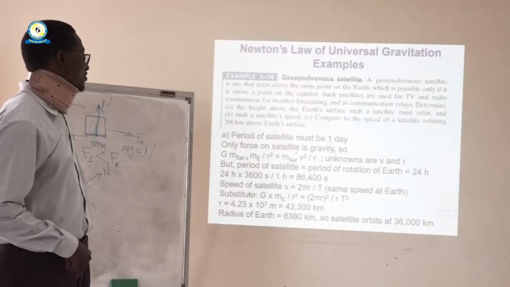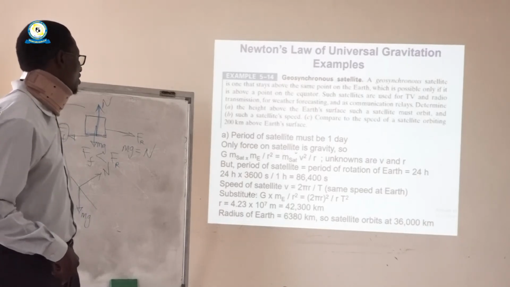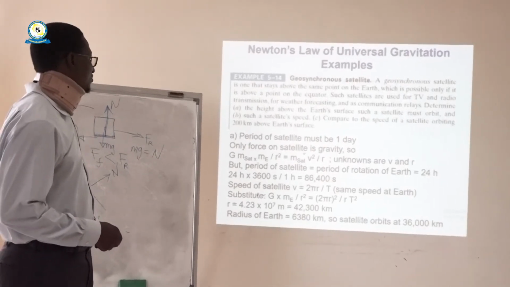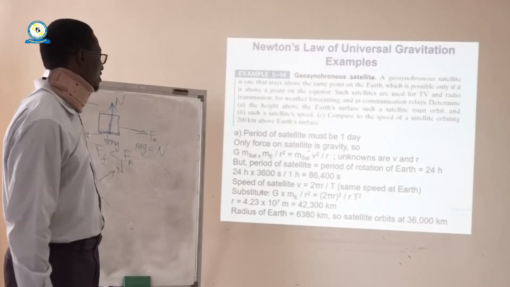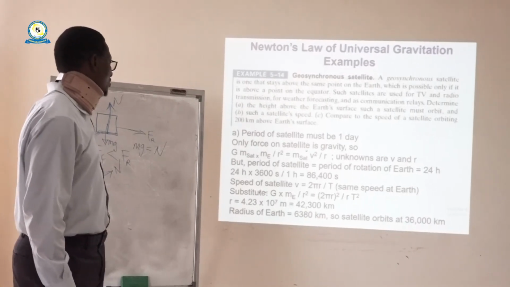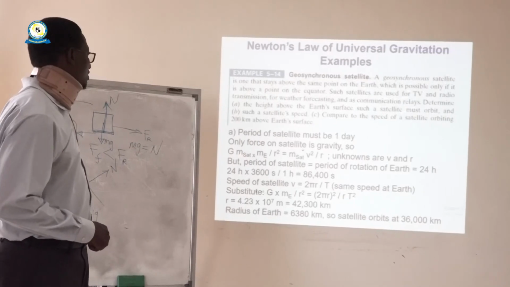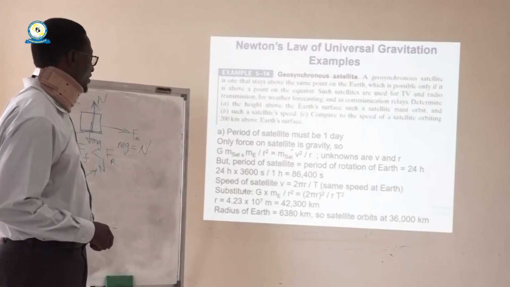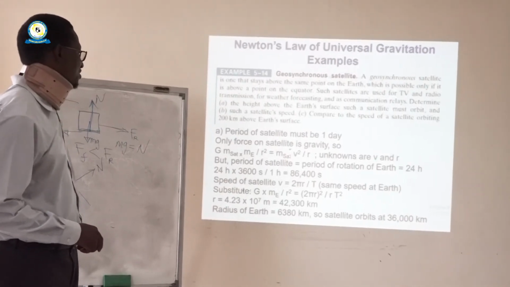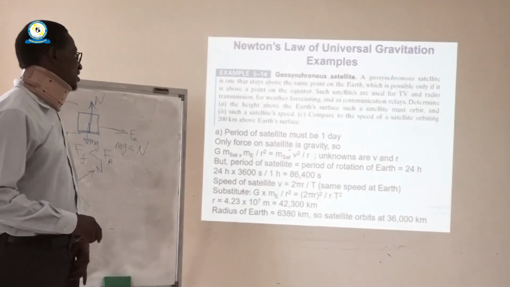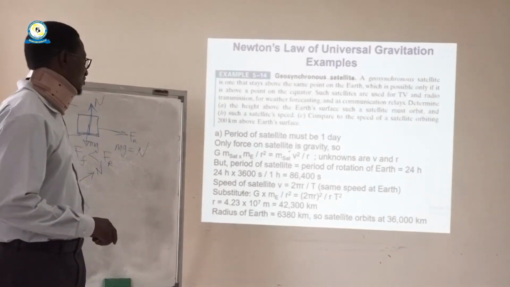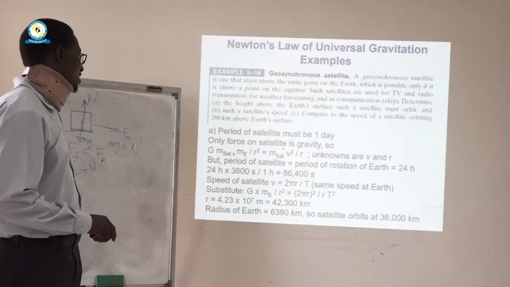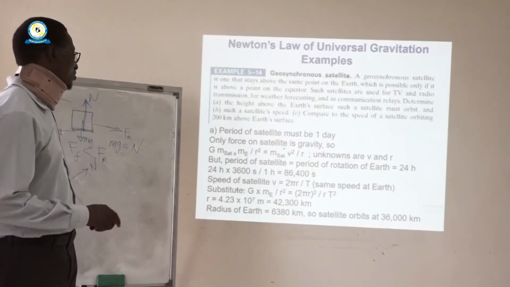C, compare to the speed of a satellite orbiting 200 km to 1000 km above Earth's surface. The period of the satellite must be 1 day. The only force on the satellite is gravity, so G times mass of satellite times mass of the Earth over radius squared. All this we know. And this is the mass of the satellite times centripetal acceleration, because it's revolving.